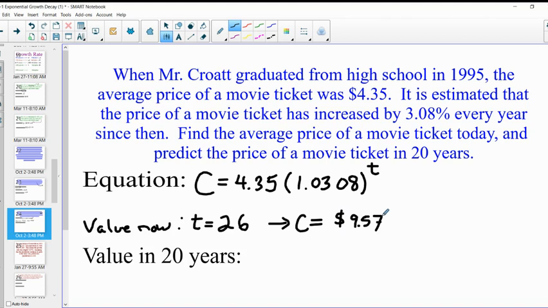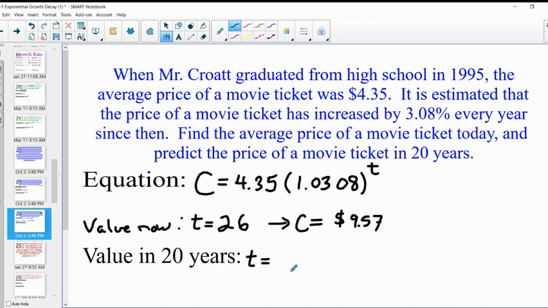But the average price of a ticket is about 9.57. And then if I want to do 20 years from now, well, I'm not going to plug in 20, because that would be 20 years after 1995. That would be 2015. I want to look at the value of a ticket 20 years from now.